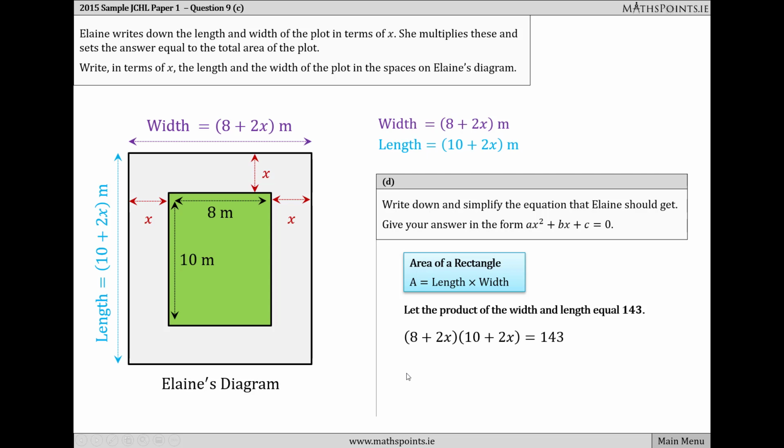If we open up the brackets, we get 8 on 10 plus 2x plus 2x on 10 plus 2x equals 143. So 8 by 10 is 80, 8 by 2x is 16x, 2x by 10 is 20x, 2x by 2x is 4x squared, equals 143. And if we simplify this in the form of a quadratic equation, we have 4x squared plus 36x. And again, if we subtract 143 from both sides, we get minus 63 equals 0. So we have the same quadratic equation that Kevin came up with in part B of the question.